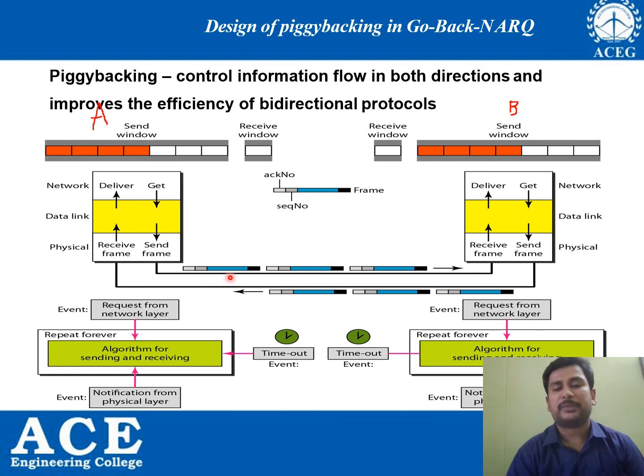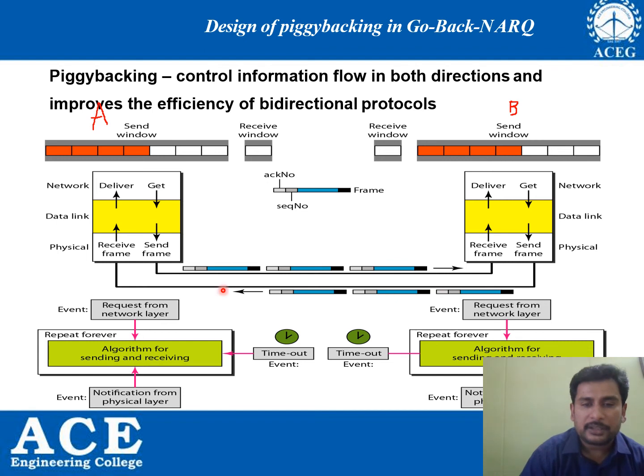So once a frame has been sent, a timer will be set and it will try to send the frames, and these frames will be received by the receiver. If everything is fine, then it will extract the data and deliver the data to the network layer. At the same time, it will try to send an acknowledgement for the frame to A. Now A here is acting on behalf of a sender.